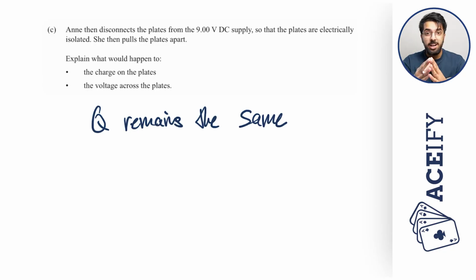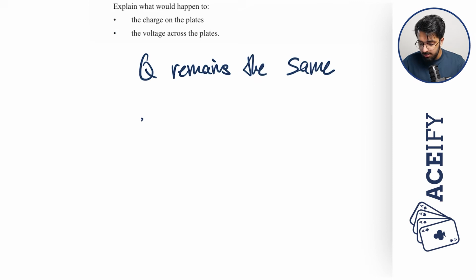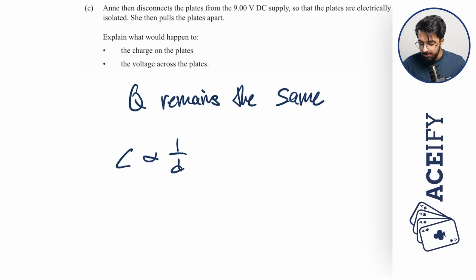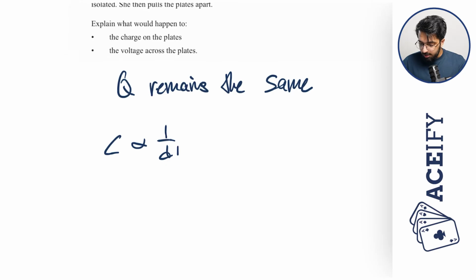However, if the plates are further apart, our capacitance is inversely proportional to our distance, and that is from this equation right here. We see we have distance right there. So therefore our capacitance is inversely proportional to our distance. If we increase this distance because we're pulling the plates apart, our capacitance is going to decrease.